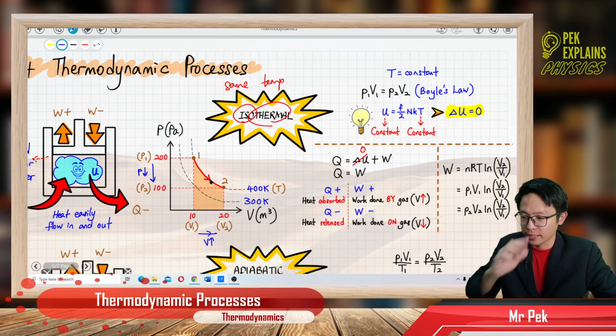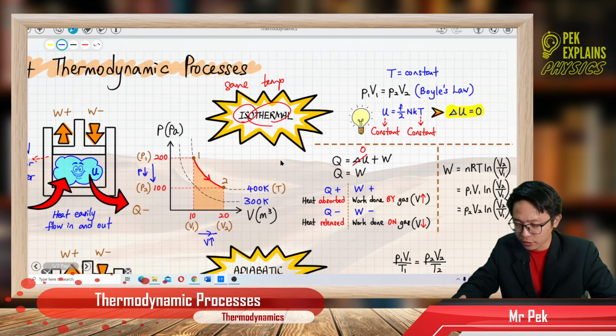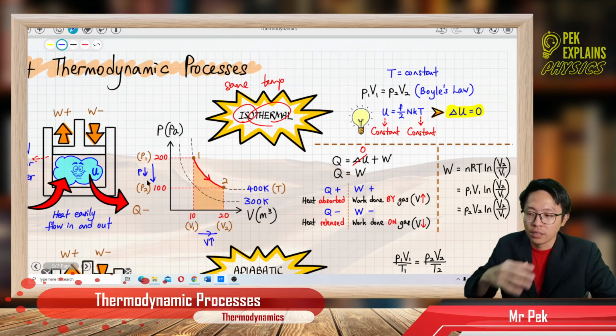All right. Okay? So for Boyle's law, from point 1 going to point 2, the volume increases from 10 to 20, but the pressure decreases from 200 to 100. Pressure decreases. One increases, one decreases. Pressure and volume are inversely proportional.